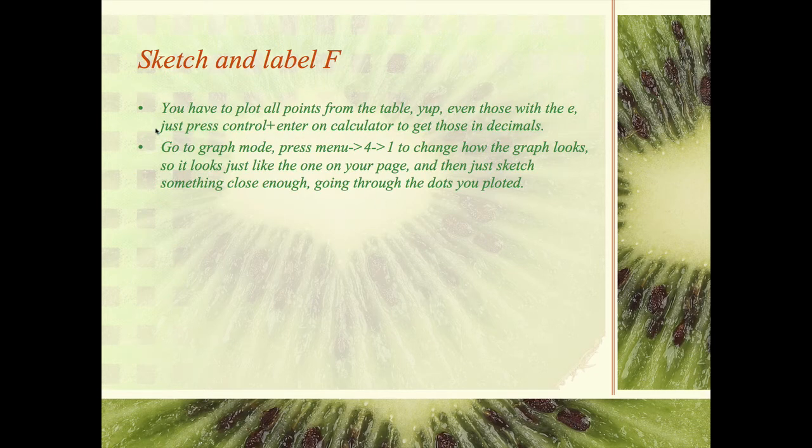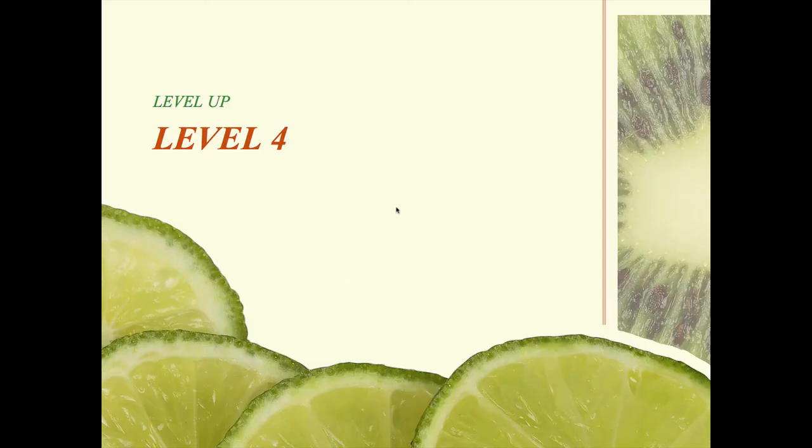To sketch and label, you first plot all the points from the table. Yeah, even those with e, whatever. You just gotta convert those into decimals and plot them on the graph. Go to graph mode, press menu 4-1, at least I will do that. Change how the graph looks, so it's just like on your page, like the coordinates from x and to y. Just change those things, and then just sketch something close enough to that graph, and then I'll be fine. Just go through the points you've already plotted.